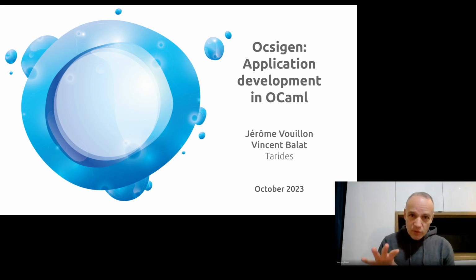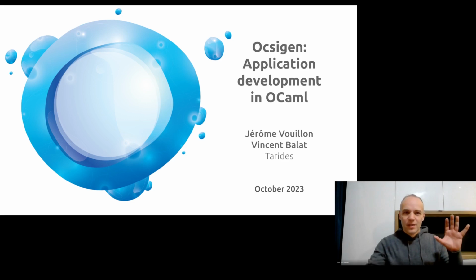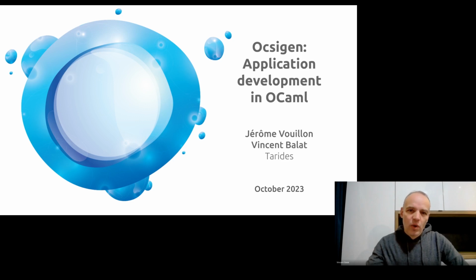Ocsigen started out as a research project of the CNRS and University Paris Diderot, then INRIA. We spent years trying to simplify application programming and make it safer and more reliable. We did this with the goal of providing an industrial strength framework, which is now used in production.